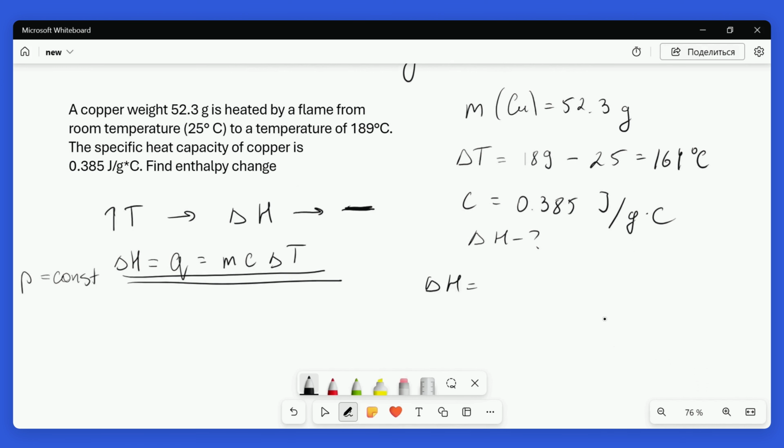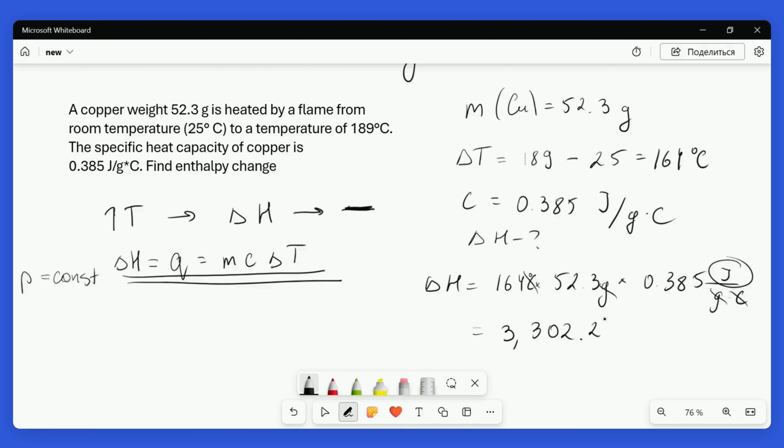Delta H will be 164 times 52.3 times 0.385. Of course, everywhere we should put units. So actually, let's fix that problem. Joules, grams, Celsius. And you can see that Celsius will be canceled over here. Grams will be canceled over here. What are we left with? With joules.